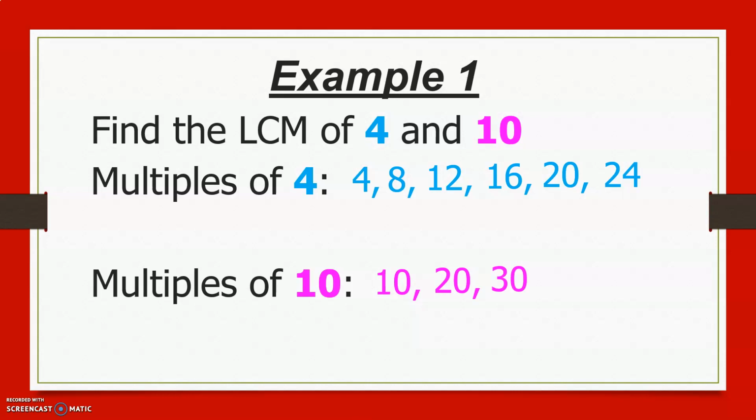What I'm looking for is the smallest number that shows up on both of those lists. Well, 4 doesn't show up on 10, 8 doesn't show up on 10, 12 doesn't show up on 10, 16 doesn't show up on 10. Ooh, but 20 does. So there's 20 on that list and 20 on that list, and that's the smallest one. So the LCM of 4 and 10 is 20.